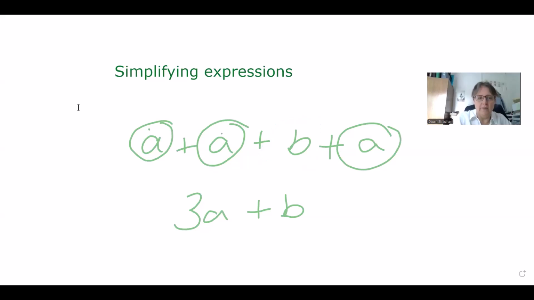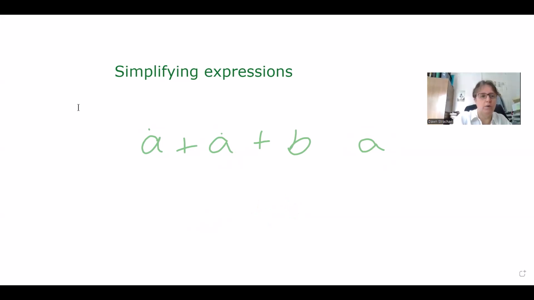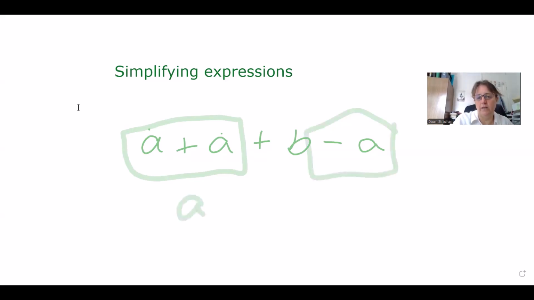What you might need to be careful of is, if we change this last one to minus A, I now have, let's grab the highlighter, 2 A's minus A. So I've actually only got 1A, plus the B. So I've got A plus A equals 2A, but then I've got minus A, so I've got 1A. Hopefully this is still making sense.